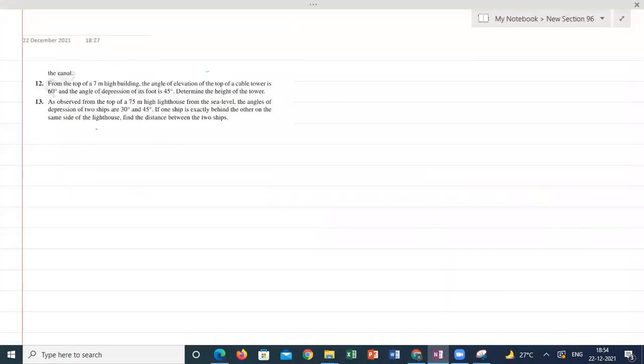From the top of a 7-meter high building, the angle of elevation of the top of a cable tower is 60 degrees and the angle of depression of the foot is 45 degrees. Determine the height of the tower. So here, this also comes under two right angle triangles. The diagram contains two right angles. But we'll see, here there are two things.